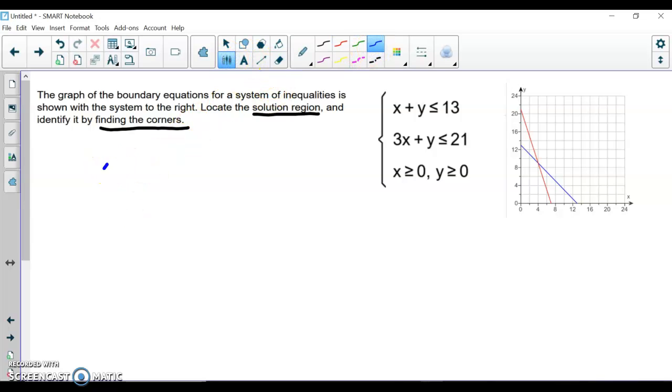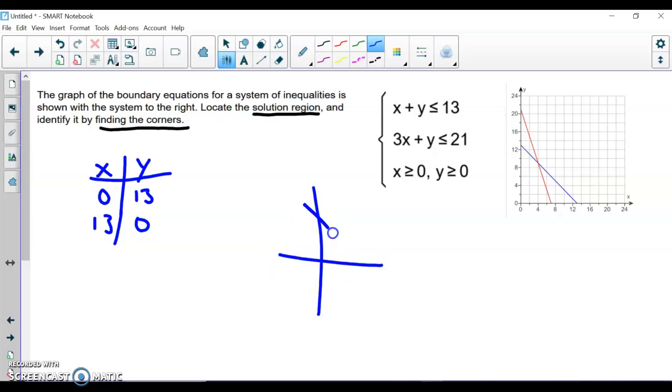So if we do an xy table, if x is 0, y is 13. If y is 0, x is 13. So I've got these 2 points already in mind. If you notice, that is the blue line there: 0, 13 and 13, 0. But if I were to draw this graph myself, I've already got a pretty decent idea of what that part looks like. So you can do the same thing for the other line.